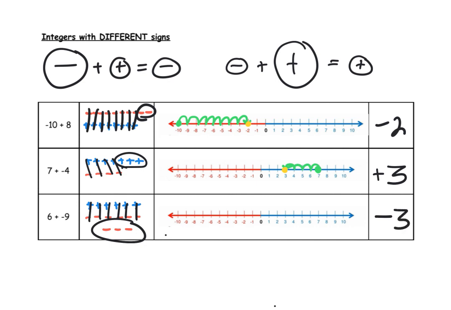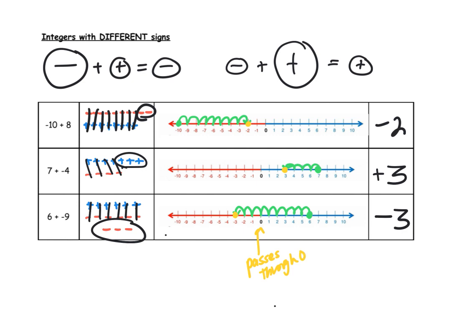Okay? But I really want to show you what happens on the number line. So for this number line, I'm starting at positive 6, and I'm getting negatives, so I'm going to go left. I have 9 negatives, so that's 1, 2, 3, 4, 5, 6, 7, 8, 9. And I'm going to land right here at negative 3. So that confirms our answer. But what's really important to point out is that this problem passes through 0.